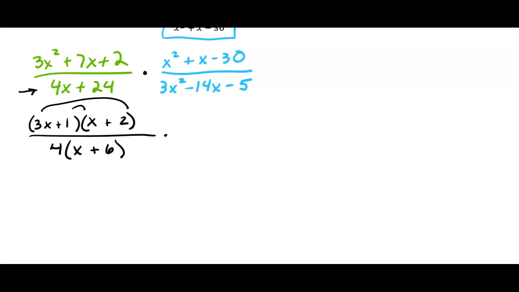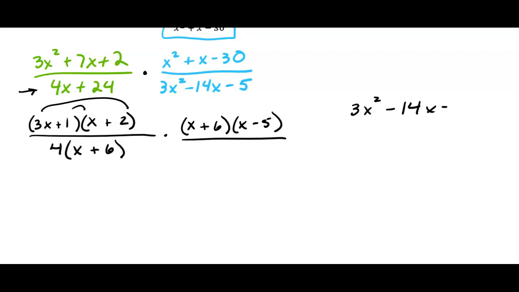Okay, then I go over to the other rational expression. The numerator is going to factor into x plus 6 and x minus 5. And then in the denominator, I'll go ahead and write this one out. I have a little bit of room. So 3x squared minus 14x minus 5.